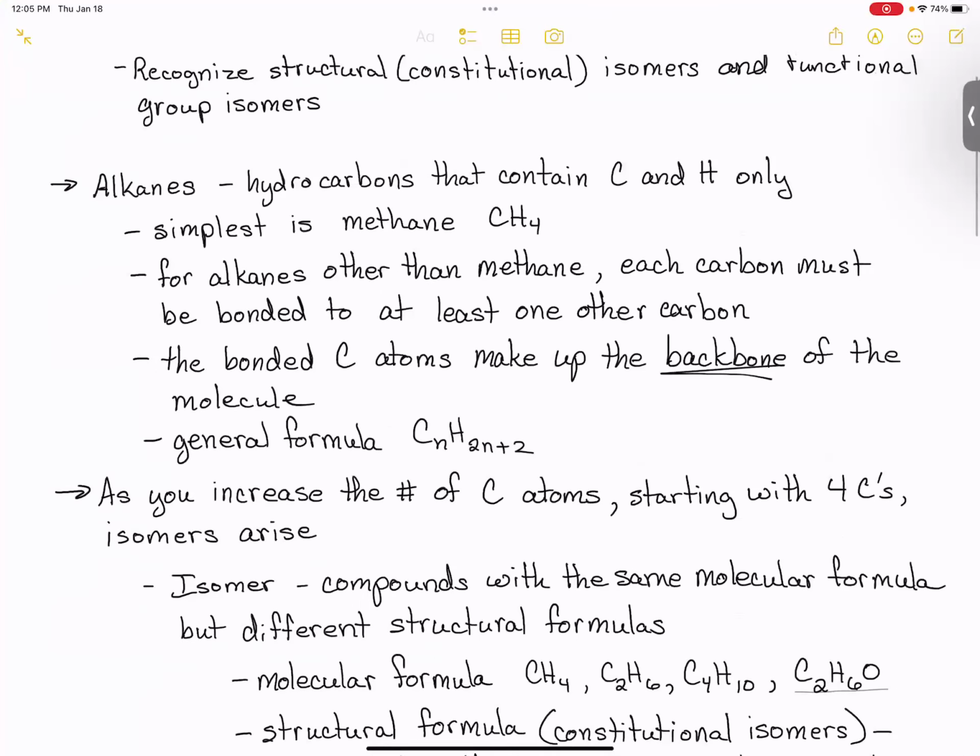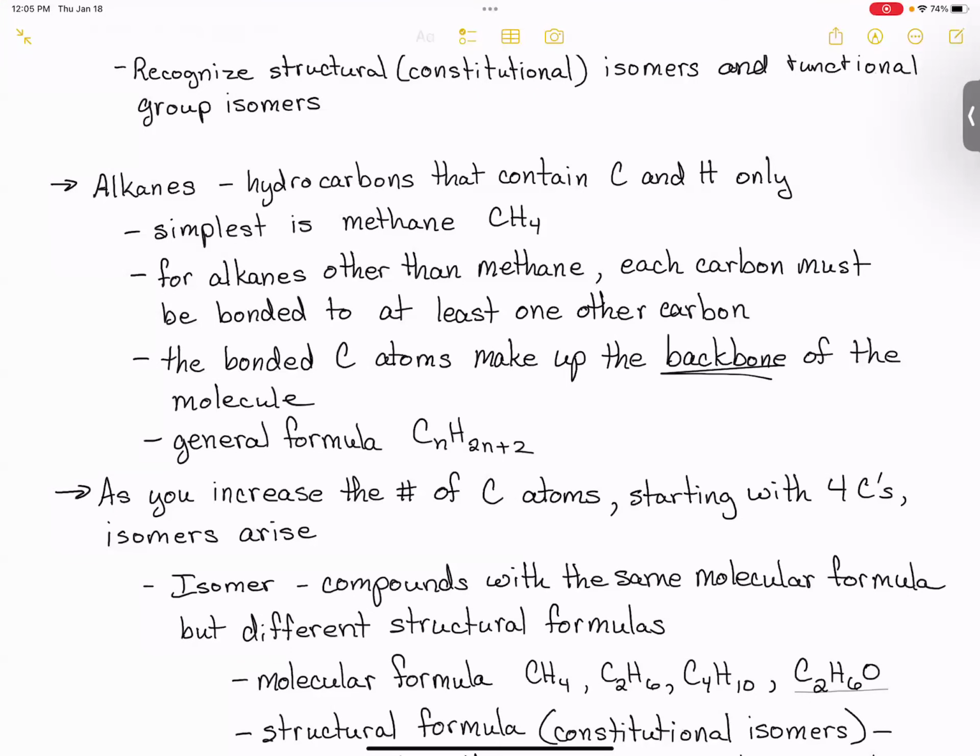Now, as you increase the number of carbons, starting with 4 carbons, you can develop what is called an isomer. An isomer is simply a compound that has the same molecular formula, but different structural formulas. Now, that definition has a couple of other definitions that you need to know.